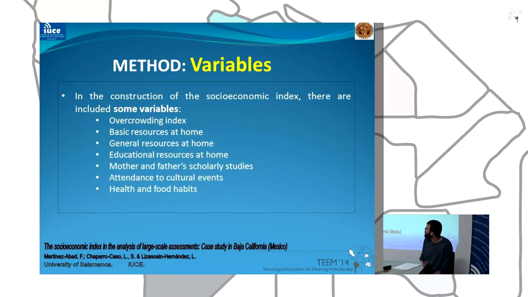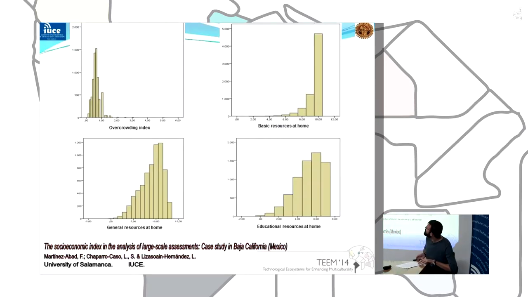Variables like overcrowding index, basic resources, general resources, and educational resources at home of the students, mother's and father's schooling, attendance to cultural events, and health and food habits. These are some of the variables. You can see that the distributions have a typical negative skew, with the general trend toward medium-high scores. These distributions, of course, are related to the socioeconomic structure of Baja California.